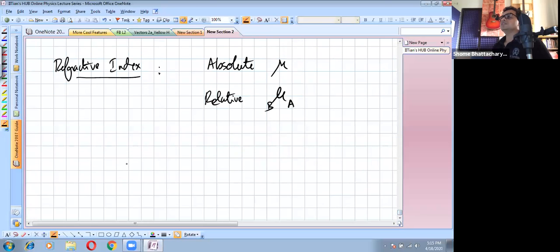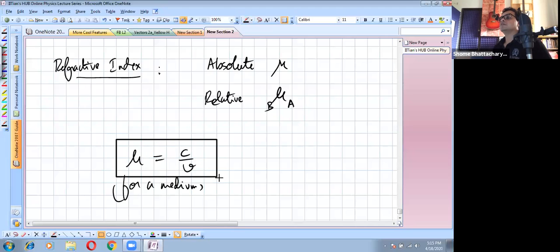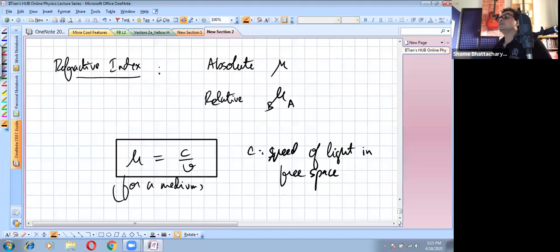Okay. So what is refractive index for a medium? For the absolute refractive index for a medium, it is nothing but speed of light in vacuum divided by speed of light in that particular medium. This is how we define it. Here c is the speed of light in what we call free space. So since you've done electrostatics, now you understand what is free space.